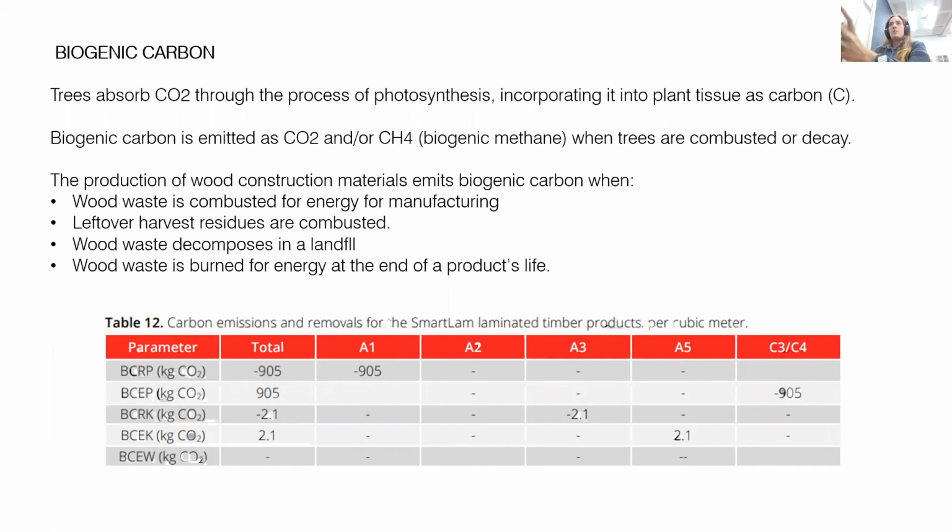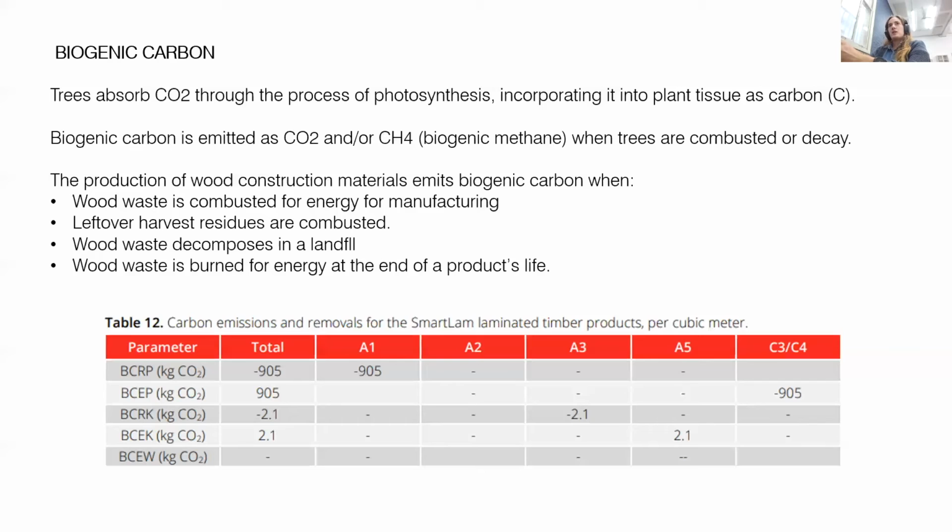So that biogenic carbon that's stored in the tree through photosynthesis is emitted as carbon or methane when the tree dies and is left to decay. So the idea with using timber for construction is that we're utilizing that plant tissue that's storing the carbon before it's allowed to release the carbon back into the atmosphere, and using it as a storage system.